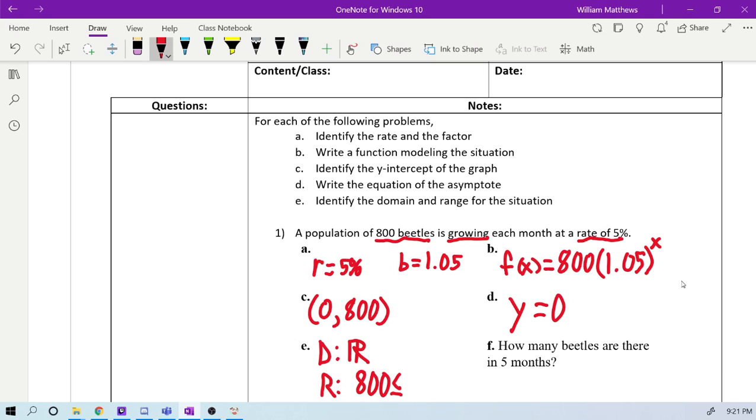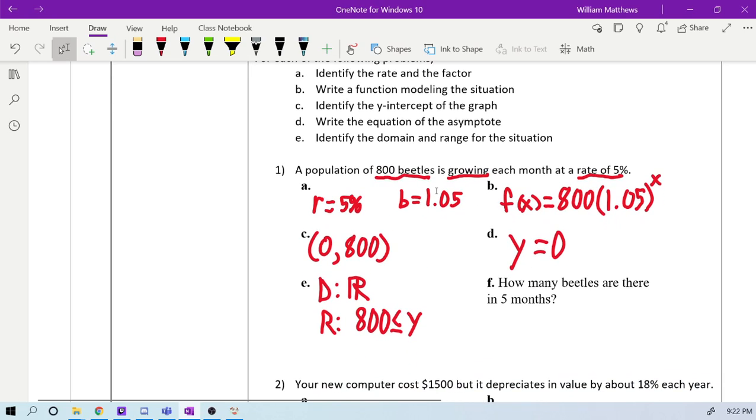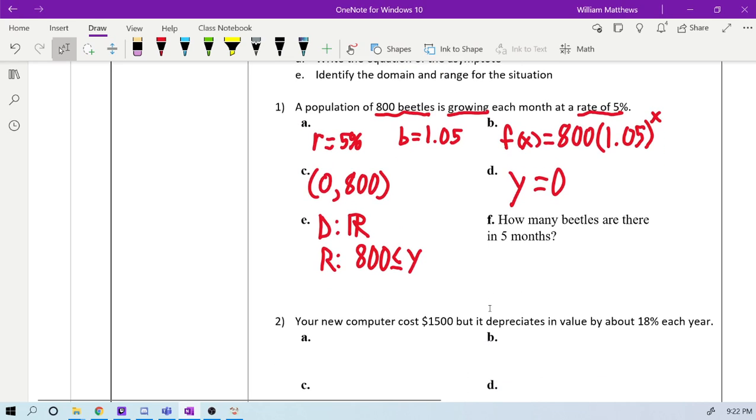We know that it can be equal to 800, and it can increase infinitely for the information that's given, not for this situation. We know at some point the population is going to plateau off, but for the information that is given, we have 800 is less than or equal to y, or another way of writing it is y is greater than or equal to 800.